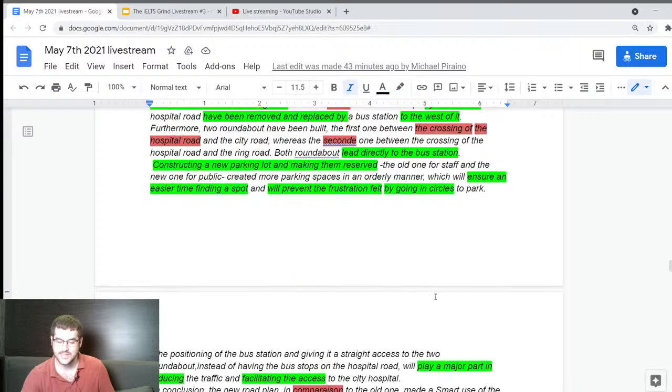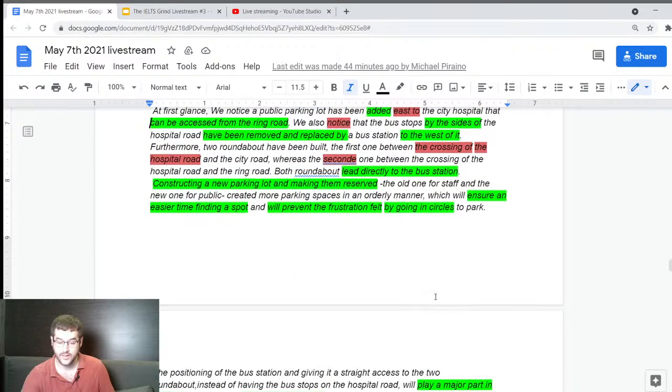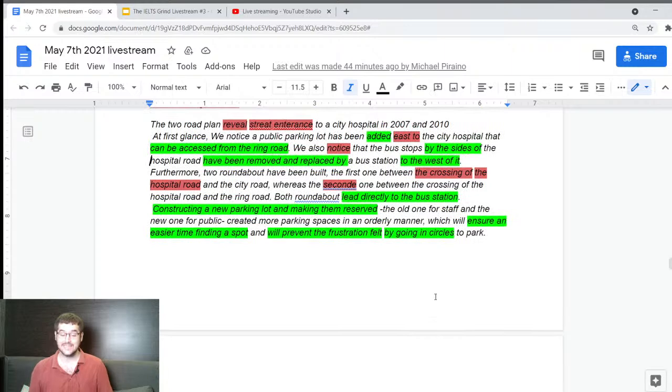Now, you guys can see he had a lot of green. Some of these greens were fantastic: can be accessed, correct, appropriate, okay? Added, nice words to use to describe change. Add this to your vocab notebook, okay? To the west of it. This is great because of referencing. To the west of it. That means hospital road. Really, really good. Using referencing will raise your vocab score, okay? Lead directly to the bus station.